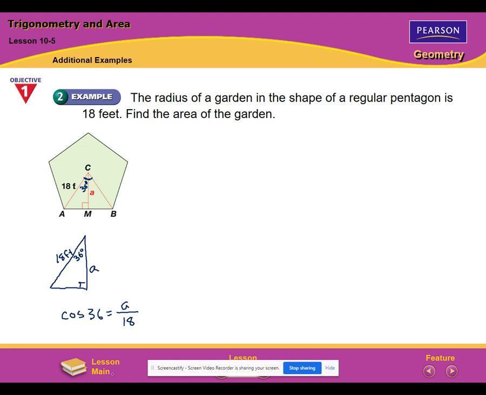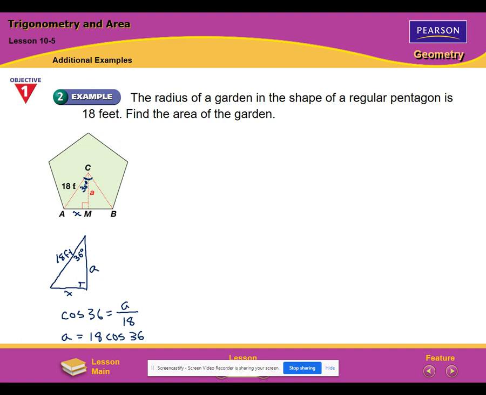Now, before I even do anything else with that, I can go ahead and rearrange that so we know what A is. 18 cosine 36. But before I reach for my calculator, we also need to know the perimeter. The perimeter is going to come from a partial length here, right? So let's call that something. I'll call it X. You can call it whatever you want, just don't call it A. A is already taken. I'll call that X.